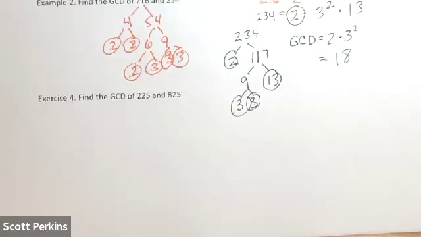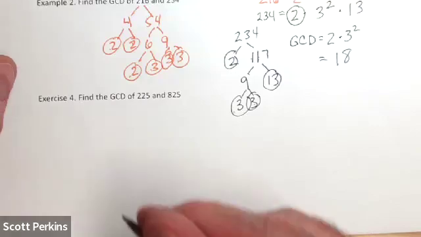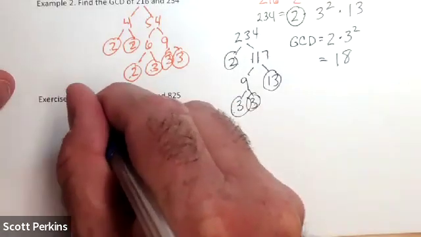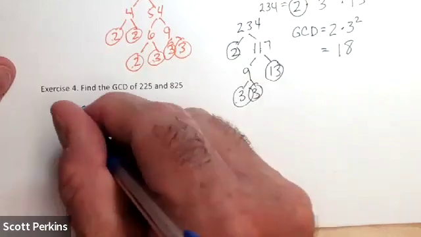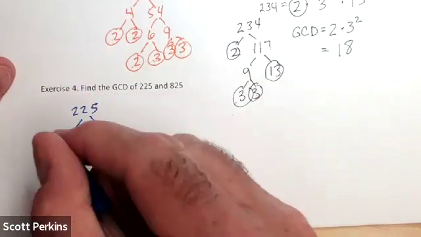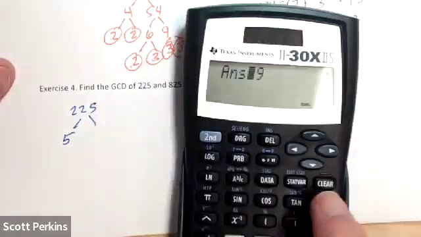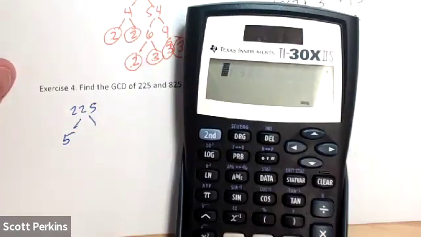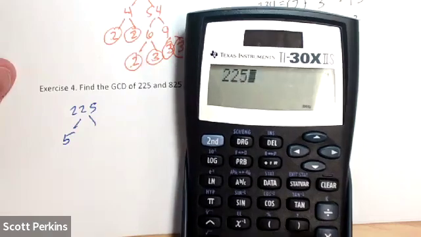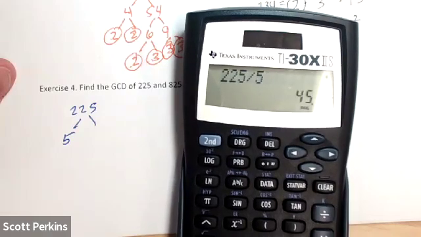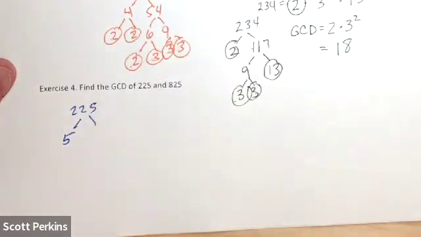All right, I'm back. I hope you took some time to do that problem. So 225, I'm going to start there. 225 ends in 5, so it is 5 times something. And so in your calculator, we're going to clear that out. We're going to say 225 divided by 5 equals, and that is 45.